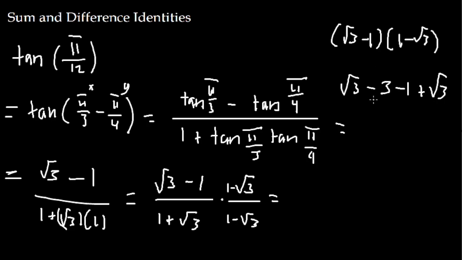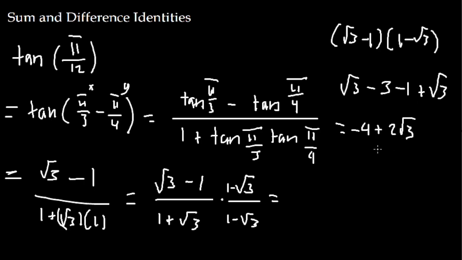Negative 3 minus 1 will be negative 4. Now, let us combine square root of 3 and square root of 3. Negative 4 plus square root of 3 plus square root of 3. Since meron tayong dalawang square root of 3, we can just write it as 2 square root of 3.